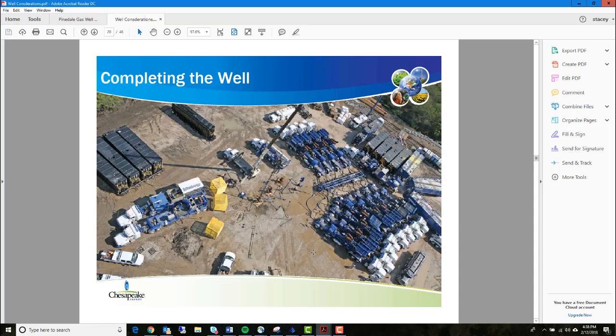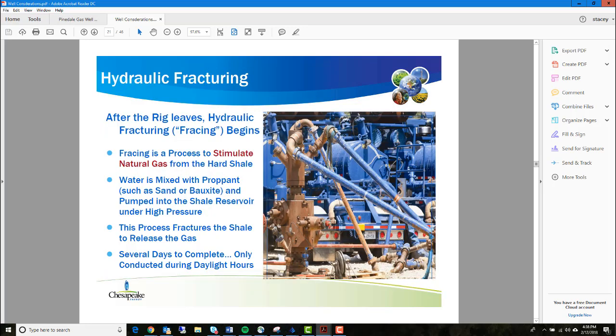Then we go to complete a well. Now we're taking a lot of fluid trucks and pumping a lot of fluid, maybe mixing it with sand or proppant to fill in the cracks of that area. So fracking is the process to stimulate natural gas from the shale. Water is mixed with proppants, typically sand or borax, and pumped into the shale reserve under high pressure.